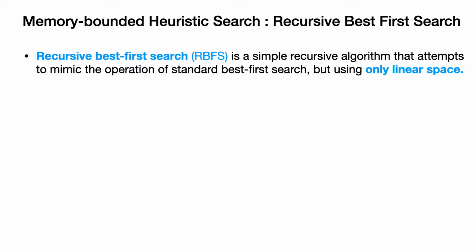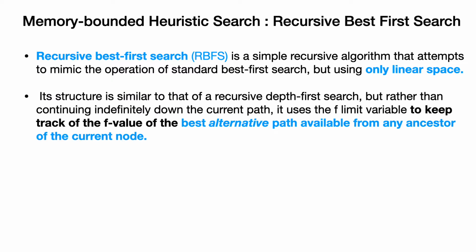So it is a simple recursive algorithm that attempts to mimic the operation of standard best first search but using only linear space. So it retains all the best first search algorithm's properties, but it is recursive in nature, and also it achieves the linear space requirement.